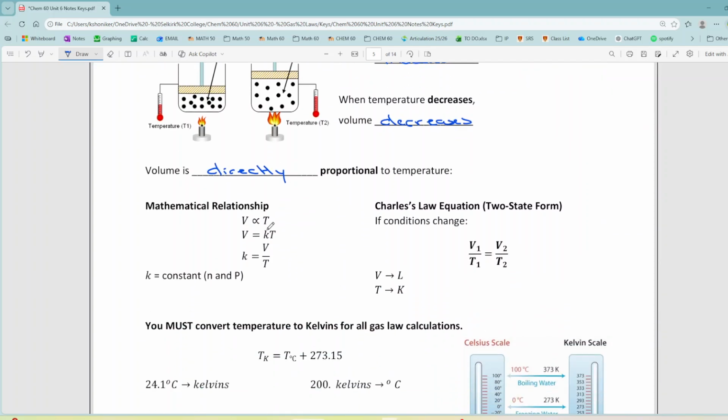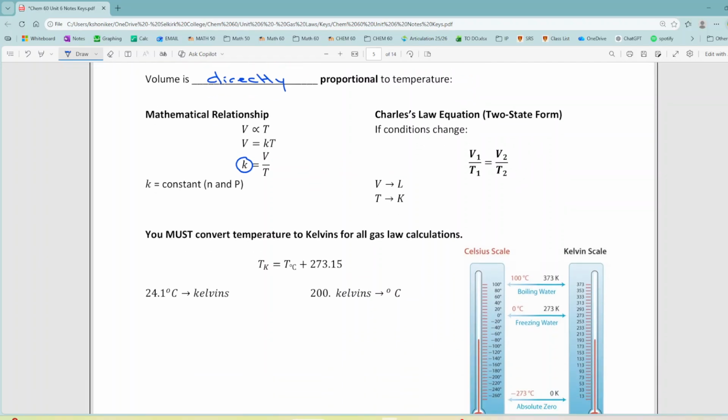In a mathematical relationship, we would just say volume is proportional to temperature, and it's a directly proportional relationship because the T's on top instead of on the bottom. If we throw in an equal sign, we have to throw in a constant of variation, so V equals KT, and we could say that K is equal to V over T. So that if we had V1 over T1, we could let those two K's equal each other, and we'd say V1 over T1 equals V2 over T2. And this is the Charles law equation in the two-state form.